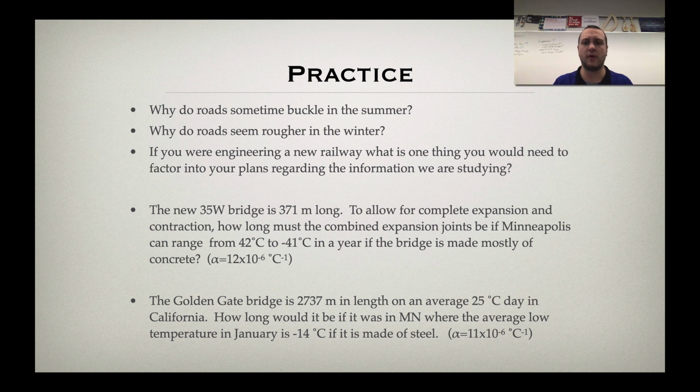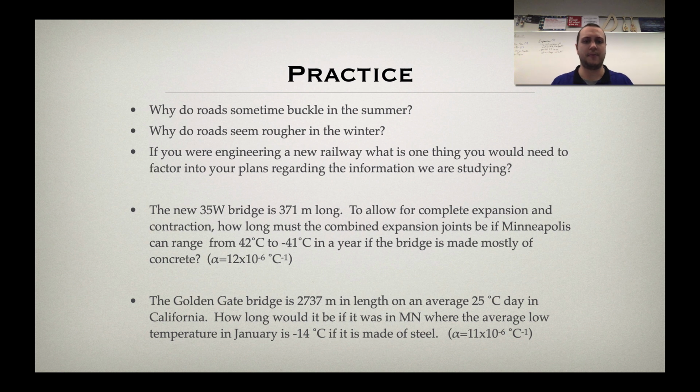If you're engineering a new railway, what's one thing you need to factor in? Well, it depends where you're at. Are you building this in Minnesota, where your temperatures can range from negative 20 to 100 degrees? Are you building this in Florida, where your temperature range isn't going to be as large? So that plays a factor. And then what materials are you going to use as well? Are you going to use aluminum, steel? What metal are you going to use? Because each of them is going to expand and contract slightly differently. So you need to know how much expansion and how much contraction you would expect.